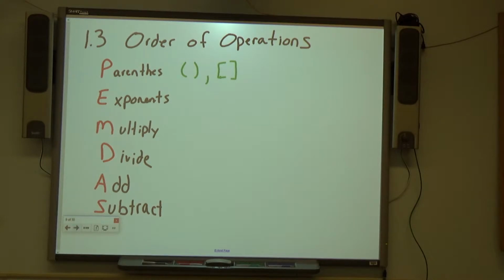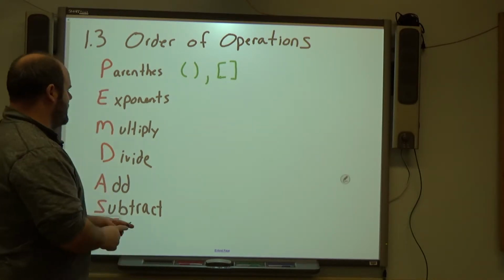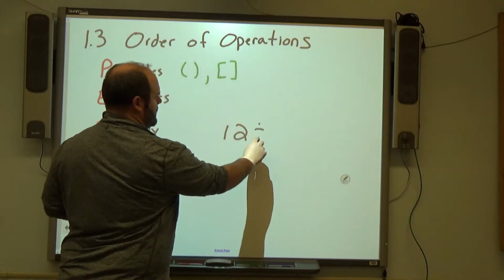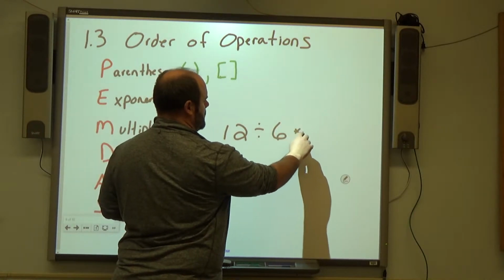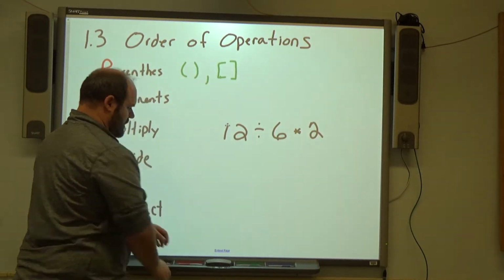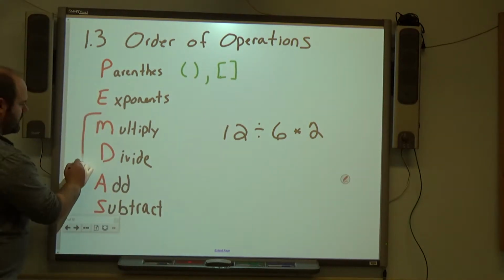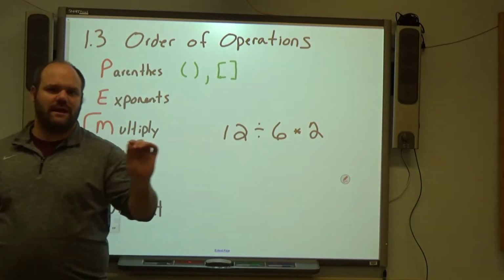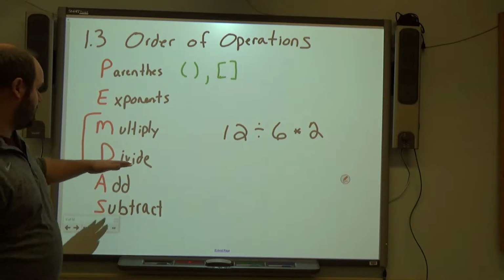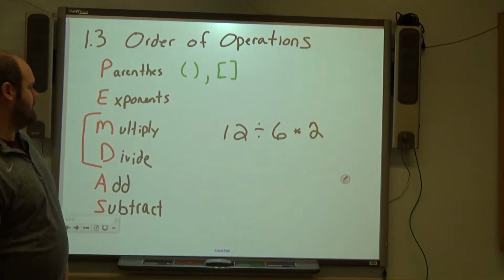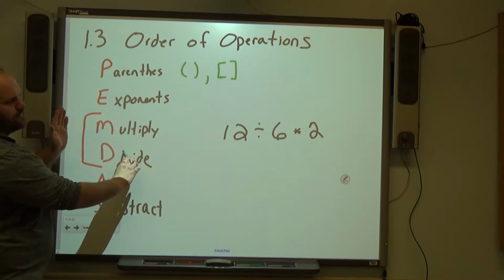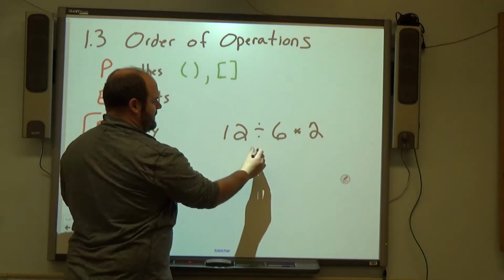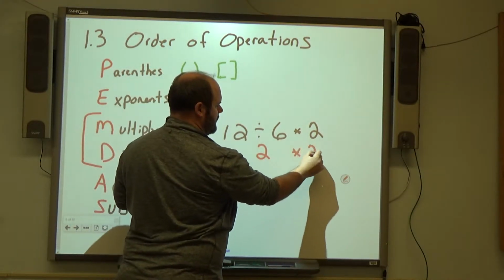So let's talk about the multiply and divide problem. If I was given, let's say, 12 divided by 6 times 2, these work on the same level. Just because division comes first in my statement doesn't mean I have to do multiplication first. Multiply is before divide in the order, but because they're on the same level, we just work left to right.